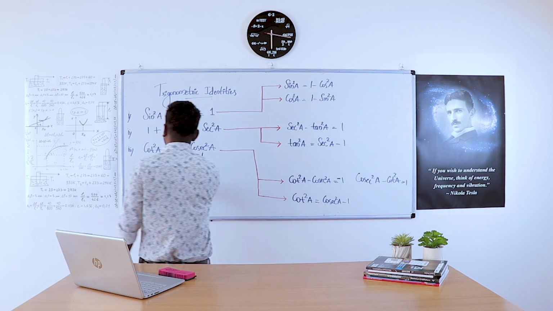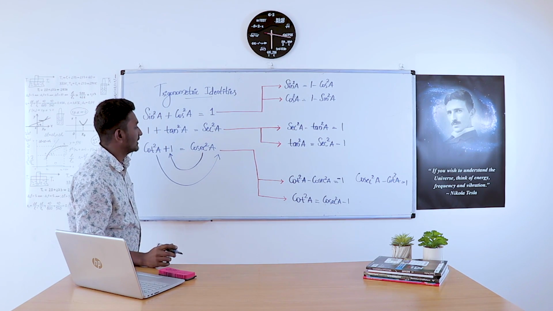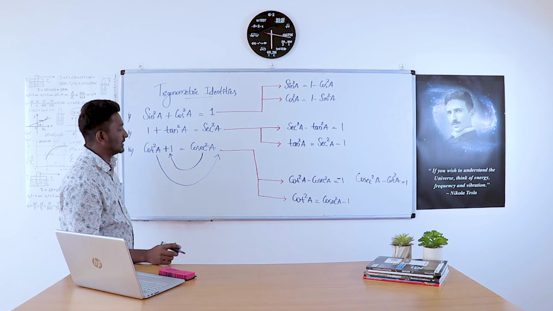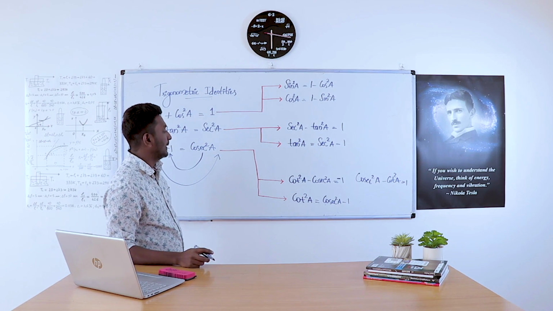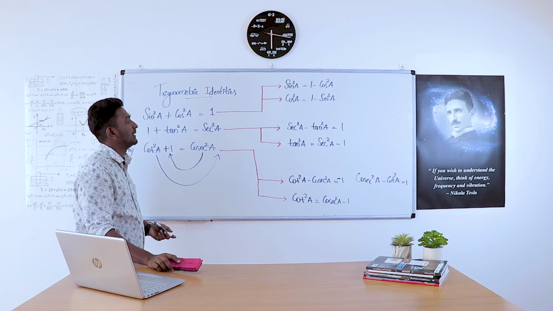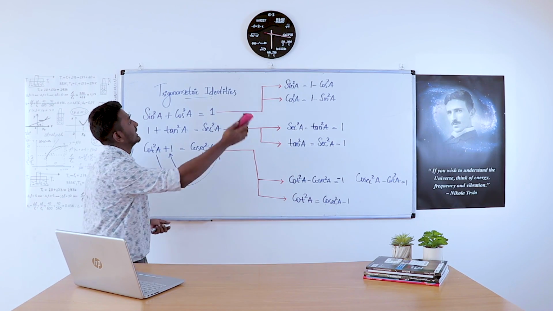This cot square a shifted to the right side, it becomes minus cot square a. So cosec square a minus cot square a equal to 1. Or cot square a is equal to cosec square a minus 1. So these are the identities in this chapter you need to study.